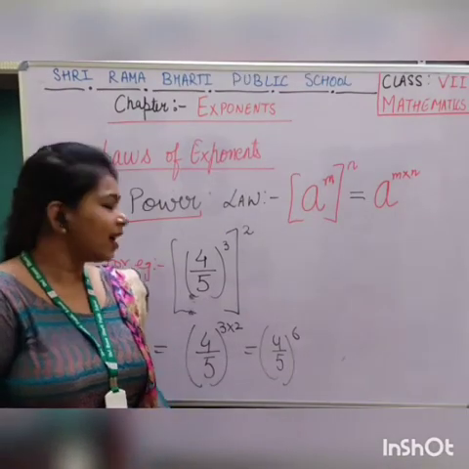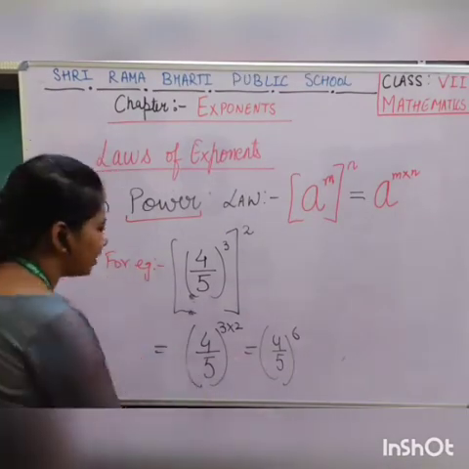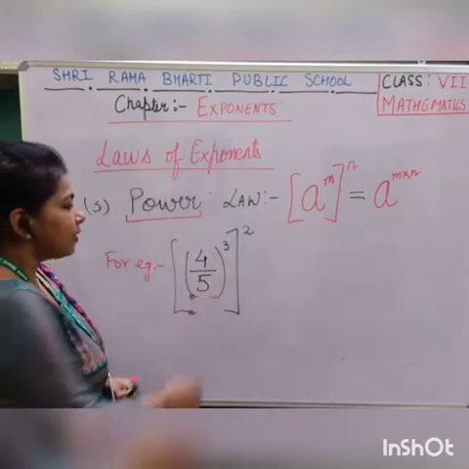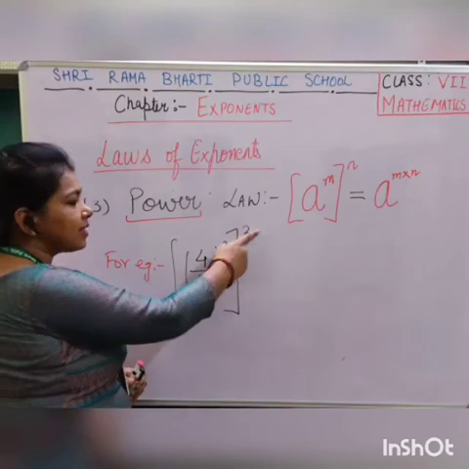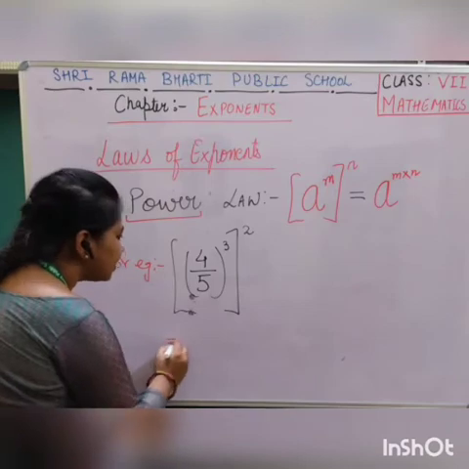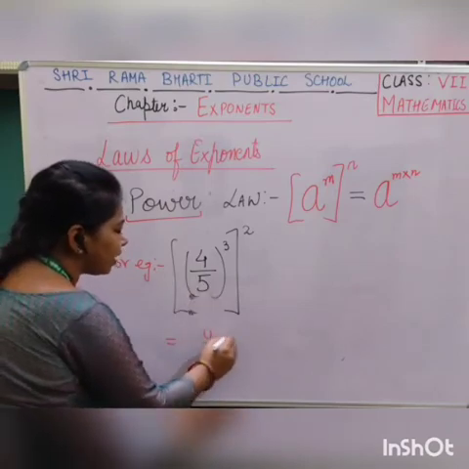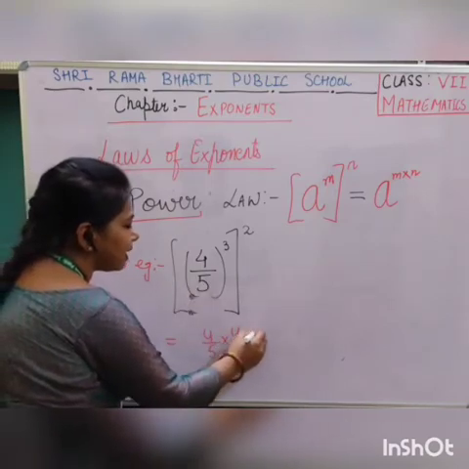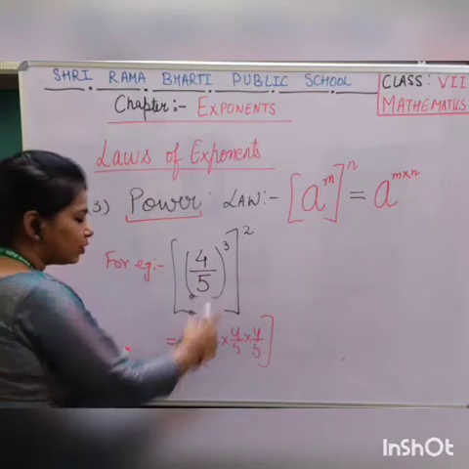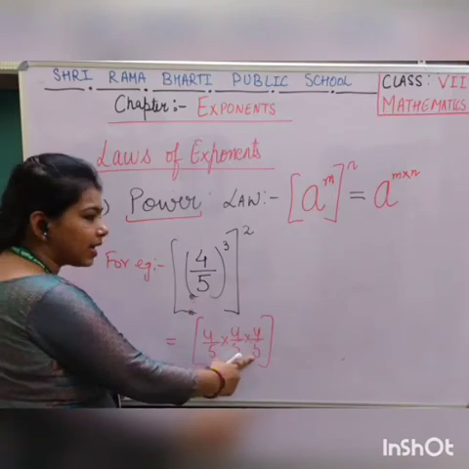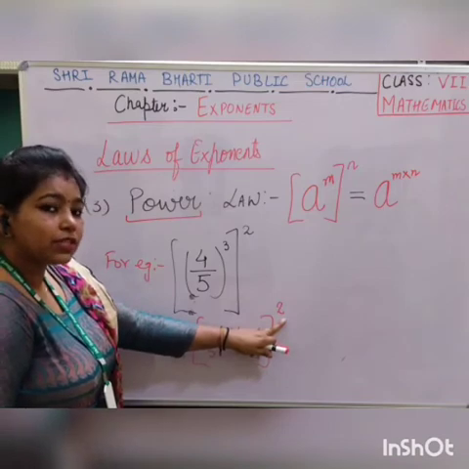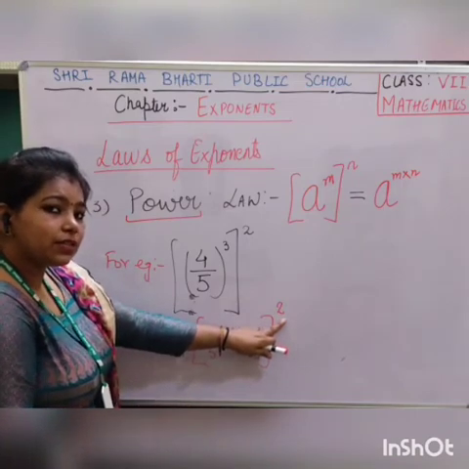You might be wondering how it happens. So just see carefully how it happens. As we can notice here, the first power is 3 and the second power is 2. So as per the expansion, we will write it 4 by 5 multiply 4 by 5 multiply 4 by 5, as per the power 3. So we have expanded it 3 times. Now it has one more power which is outside the bigger bracket, which is 2.